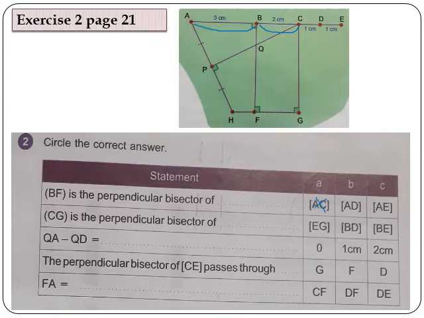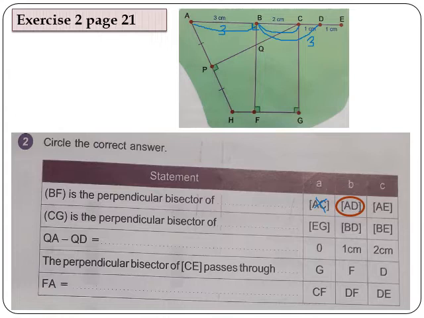Let's try to find AD. AB equals 3 cm. BD equals 2 plus 1, which is 3 cm. So B is the midpoint of segment AD, and since BF is perpendicular to AD, then yes, I can say that BF is the perpendicular bisector of AD.